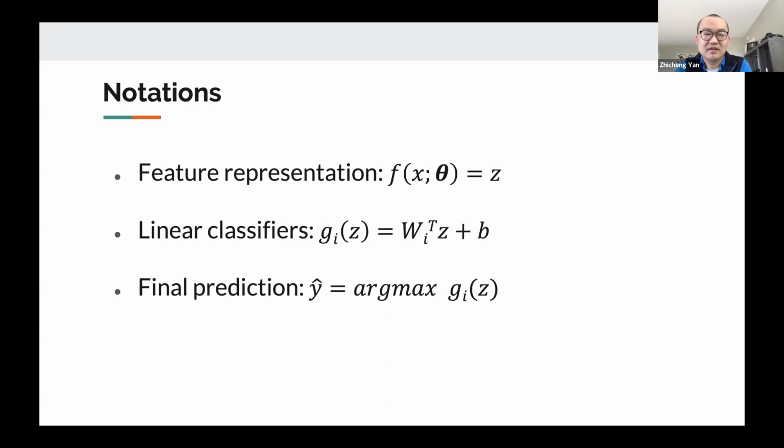Here is the basic notation used in this project. We assume we take the image as input and, by going through the backbone model, such as ResNet, extract a feature representation. The feature goes through the linear classifier, which gives you the classification logits. Your final prediction of the class is the class with the largest classification logit. That is the simple baseline setup in this work.